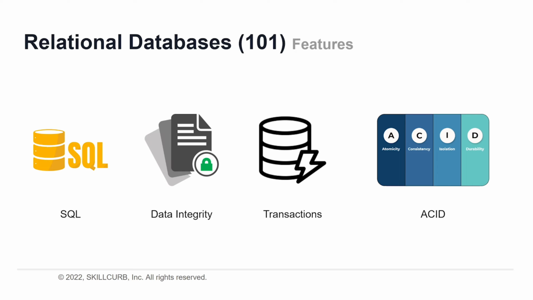The second feature is data integrity. Data integrity is the overall completeness, accuracy, and consistency of data. Relational databases use a set of constraints to enforce data integrity in the database.